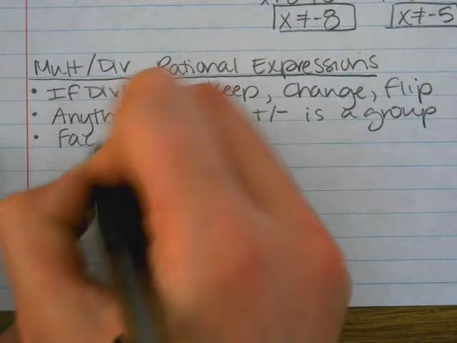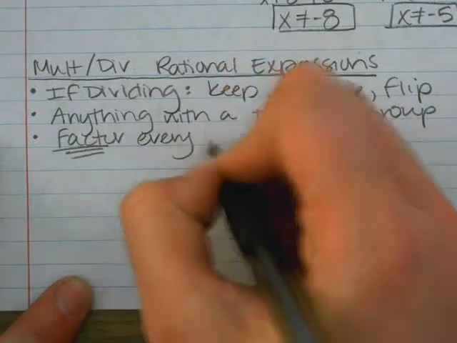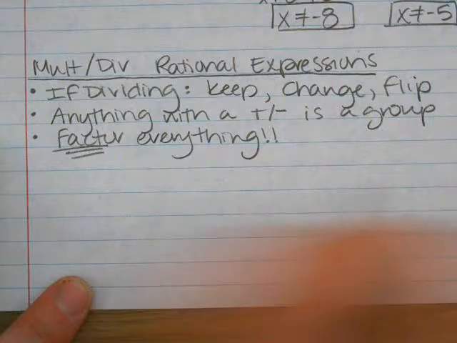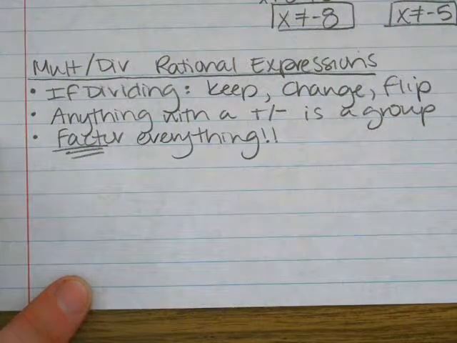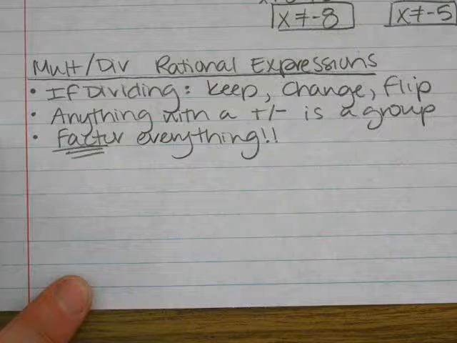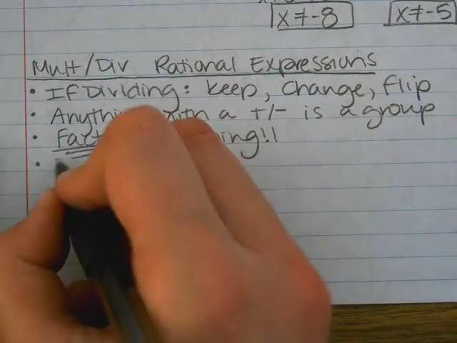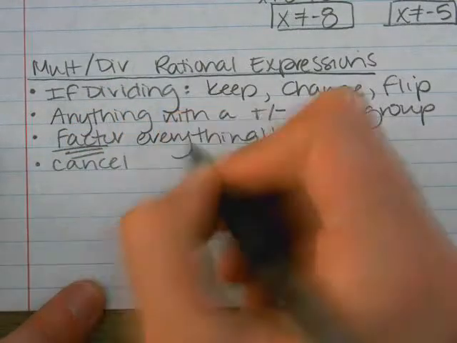After that, we're going to factor everything. Lots of factoring in these problems, right? We factored the first day of the unit. We factored the second day of the unit. We're about to factor during the third day of the unit. Factor everything. And then the last thing we do is we cancel tops and bottoms.